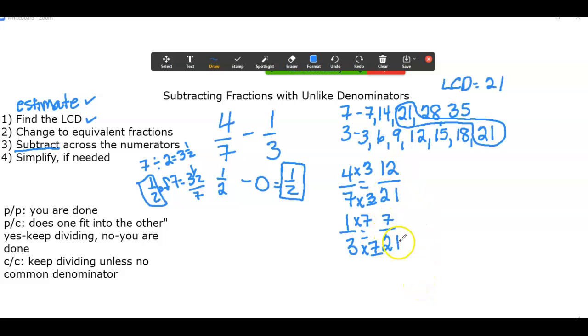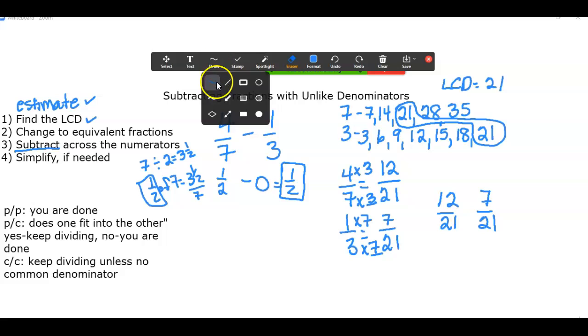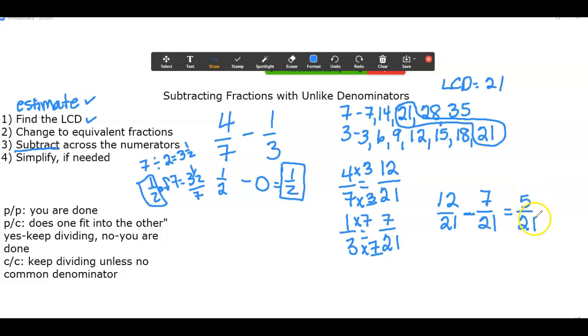So now I want to add 12 21ths plus 7 21ths. Oh, excuse me, pardon me. We're subtracting today, aren't we? We are. I need to pay better attention. All right, so now I need to subtract. Remember, I only subtract across the numerators now that my denominators are the same. Okay, well, 12 21ths minus 7 21ths is 5 21ths.